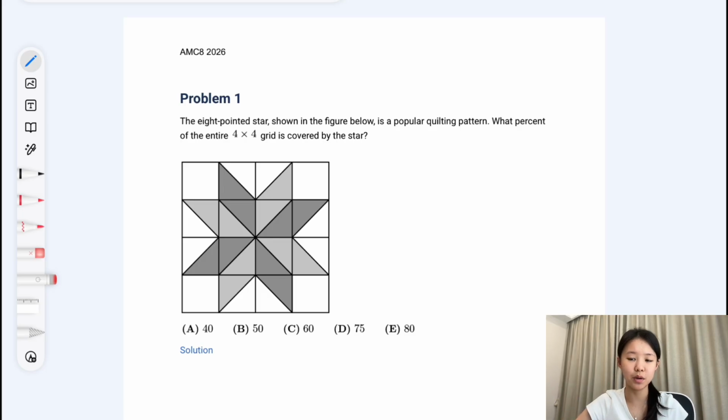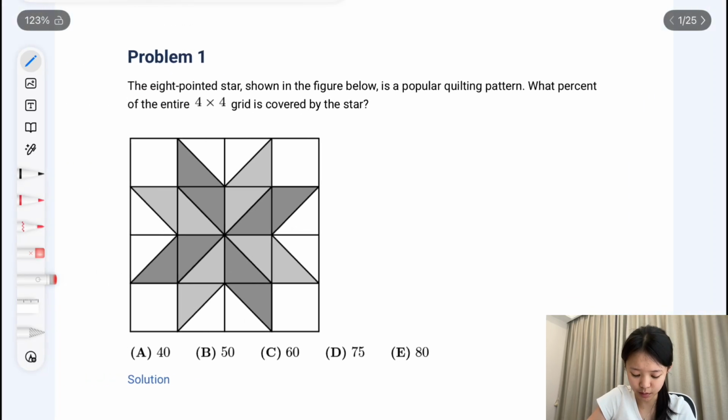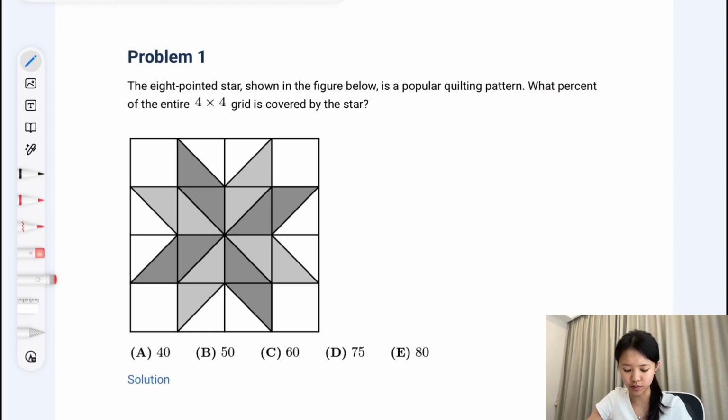Everyone, I'm Ava. Today we're going to be going over the AMC 2025 problems. And so the first problem tells us that the 8-pointed star shown in the figure below is a popular quilting pattern. What percent of the entire 4x4 grid is covered by the star?